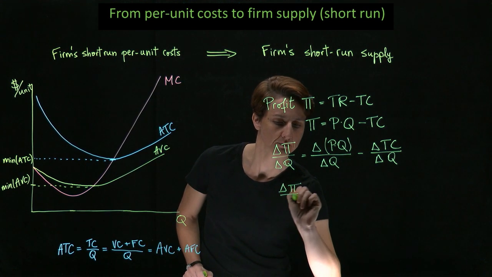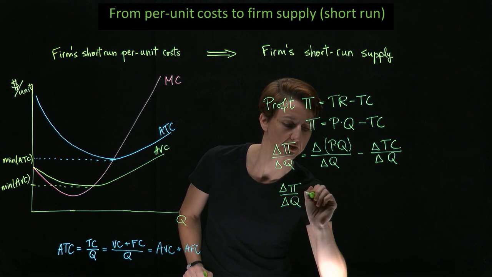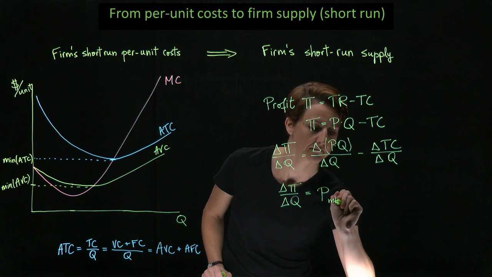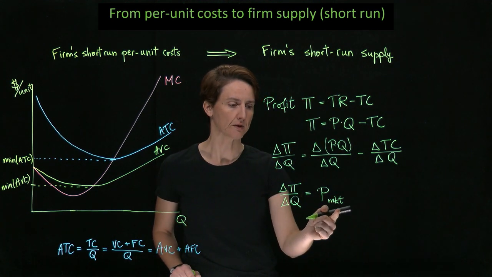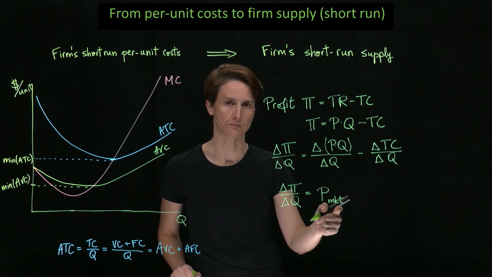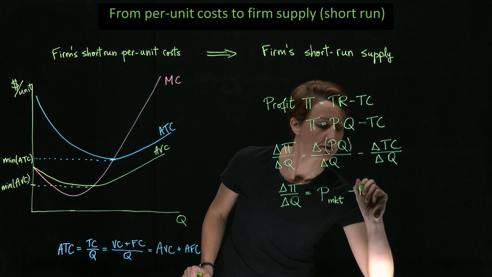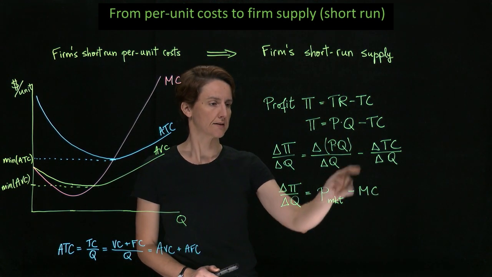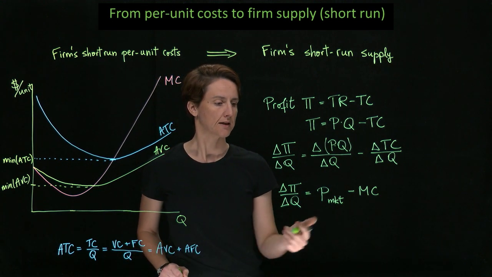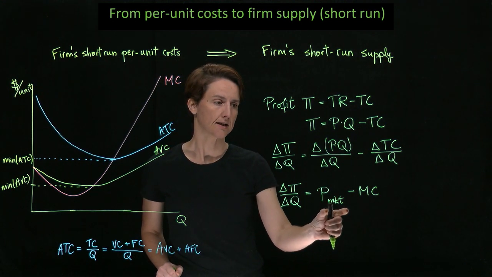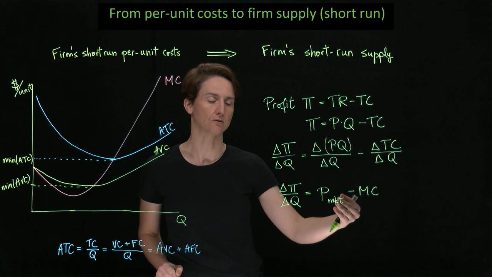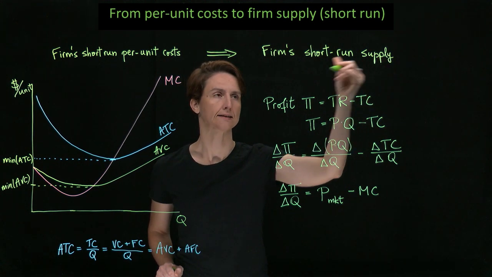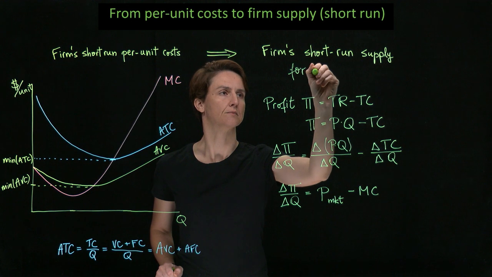So the change in profit that results from an increase in output will simply equal the price in the market, I'm writing it this way to emphasize that it does not depend on how much the firm produces, minus marginal cost. So once again, this is under the assumption that the firm takes the price in the market as given, and regardless of how much it produces, it is not going to affect it. So when we're saying here that we're determining the firm's short-run supply, that is for a price-taking firm.